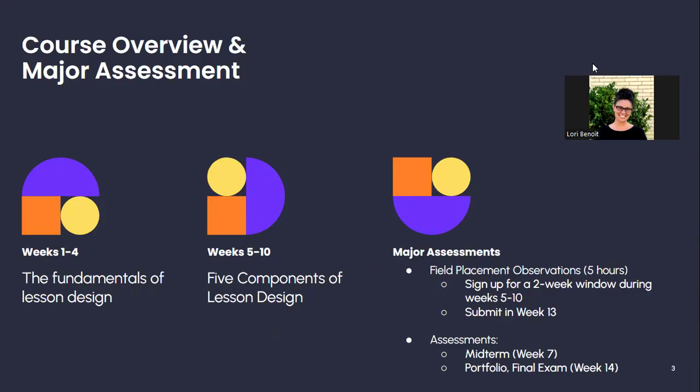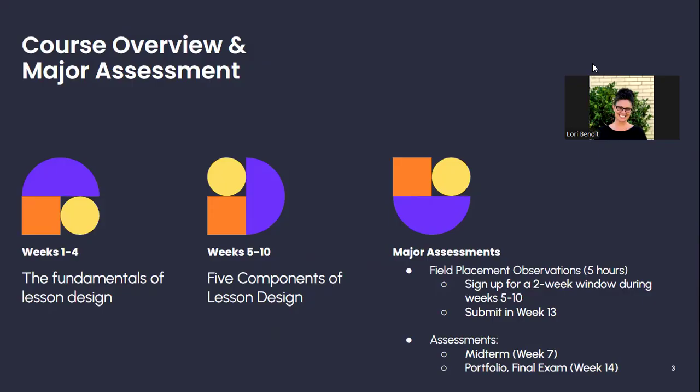More information will be coming about that a little bit later. You will submit all of your field placement observations in week 13. So you will submit them all in week 13. And then your assessments, in addition to your field placement observations, are a midterm, which is in week 7, and a portfolio, which is the final exam.